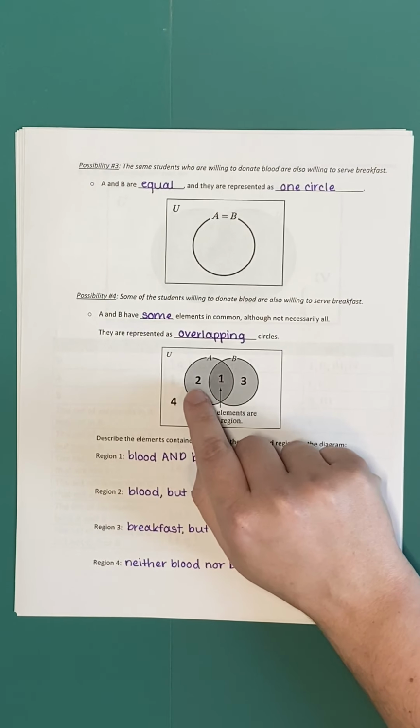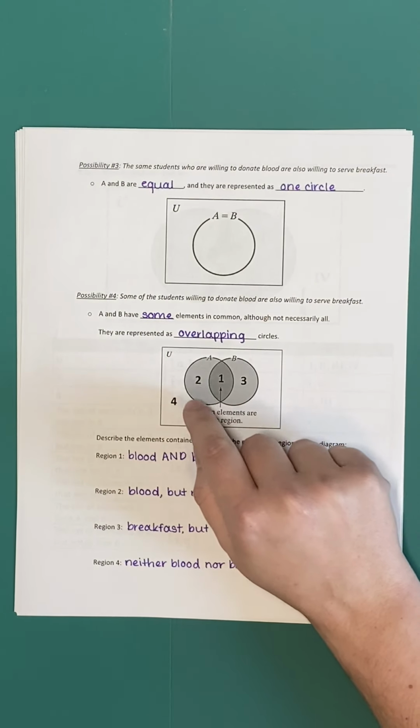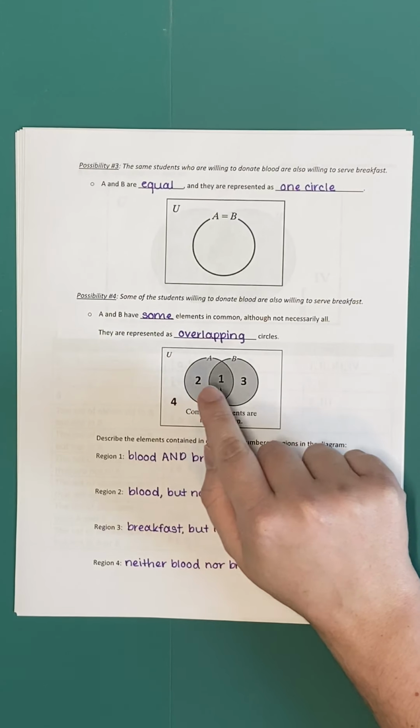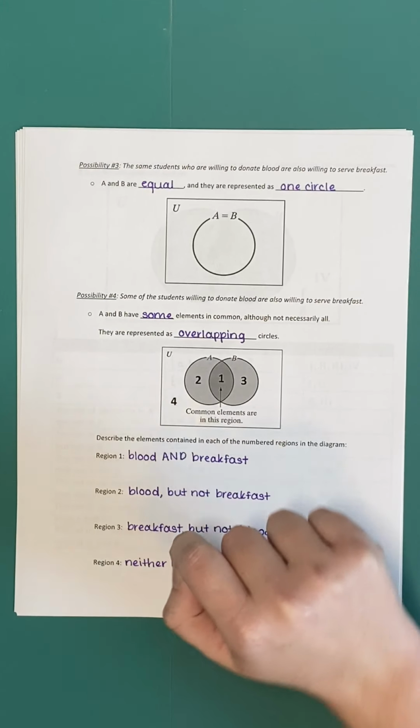Now, what if someone falls into region 2? That means they're in the circle for A, but they're not within the portion overlapping with B.